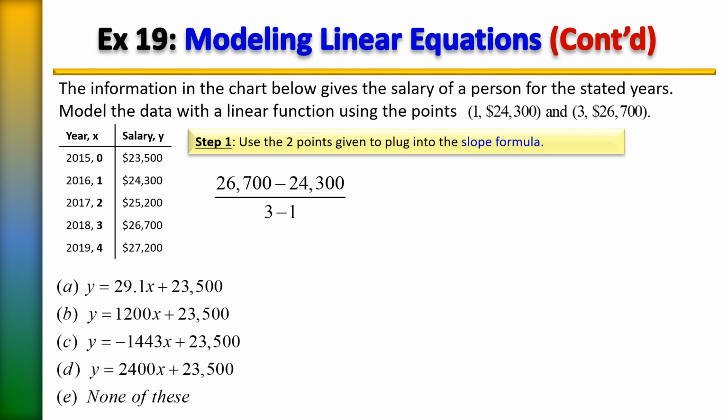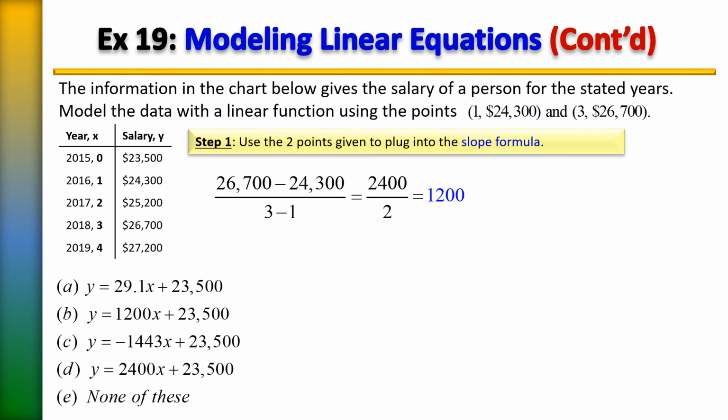And what you should have gotten if you've done it already is 2400 over 2. 2400 divided by 2 is going to give us a slope of 1200. Now that we know the slope, yes, you could plug it into the y equals mx plus b formula, but we don't need to do that because we have some very valuable information in that table.